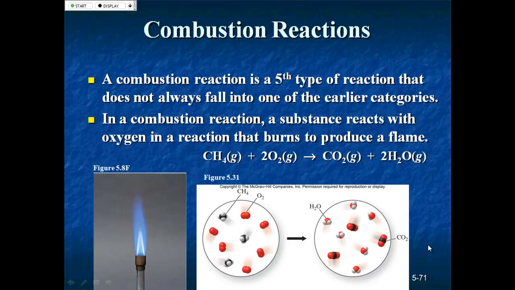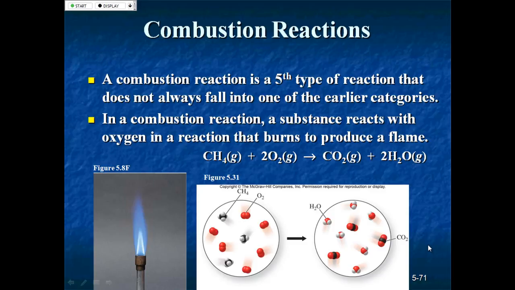Another way of identifying a combustion reaction is, if it doesn't say specifically whether it produced a flame or not, but you can see that oxygen is one of the reactants, look at the products. A combustion reaction always produces carbon dioxide and water. Those are the products of a combustion reaction, for a complete combustion reaction.